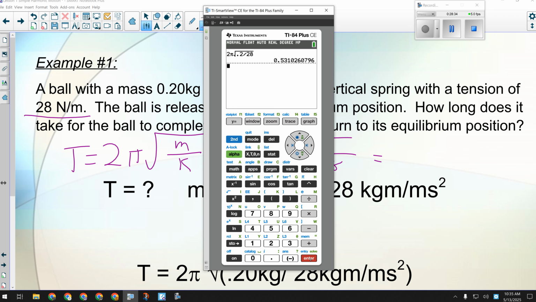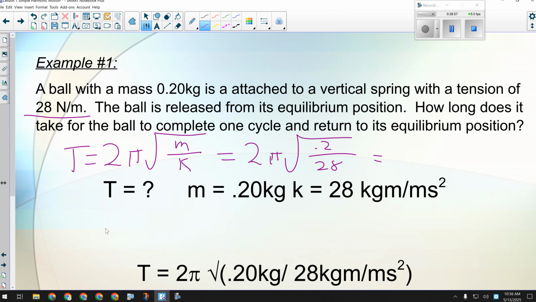From equilibrium to its maximum amplitude, through equilibrium to its maximum amplitude on the other side, and back. In every complete oscillation, the object travels through equilibrium twice. A complete oscillation requires 2 passes through equilibrium. All right, so the units for that obviously would be seconds, 0.53 seconds.